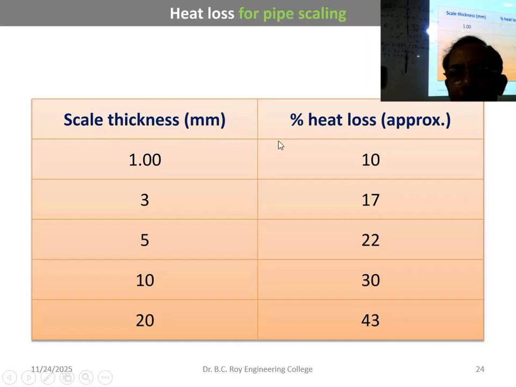Look at what scale thickness does. If there is a 1 millimeter thickness, there is 10% heat loss, because you are supplying heat from outside, and that heat is not entering inside since scale is a non-conductor. If there is 3 millimeter thickness, you lose 17%. With 20 millimeter thickness, 43%. So loss of heat is enormous if there is scale formation.